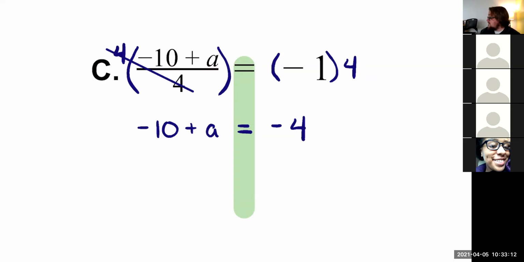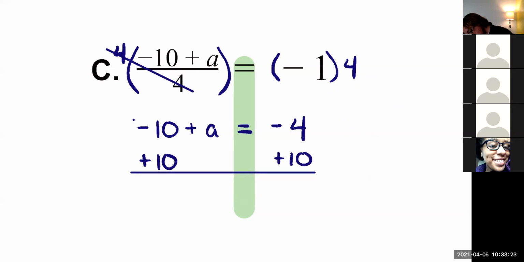Yes. So you add 10 to both sides, then you get +6. So add 10 to both sides because our goal is still to get that variable by itself. So on the left, -10 plus 10 is 0, which disappears. And -4 plus 10 on the right gives me a +6. That's it.